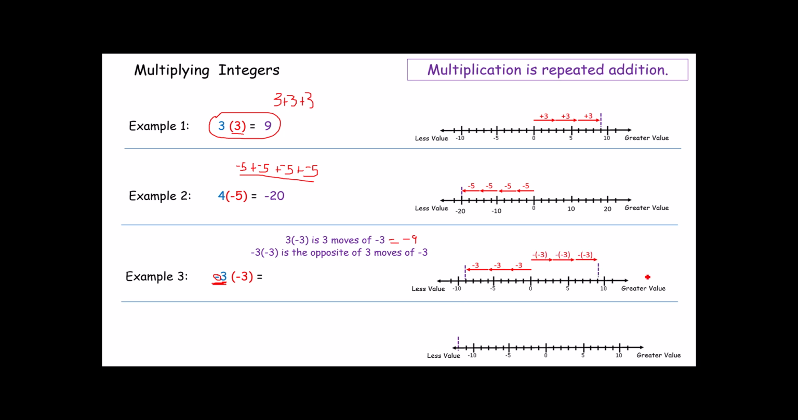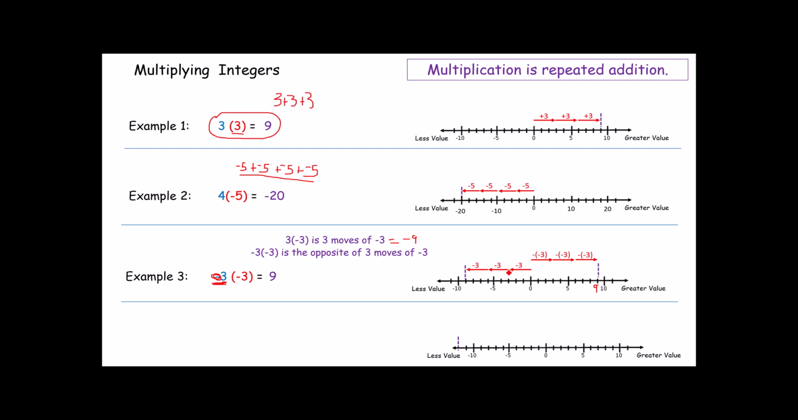Negative negative 3, negative negative 3, and negative negative 3 puts me at positive 9. Now this is a little trickier. I want you to think about it again. Negative negative 3 says do the opposite of 3 moves of negative 3.